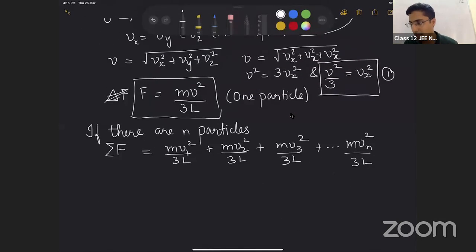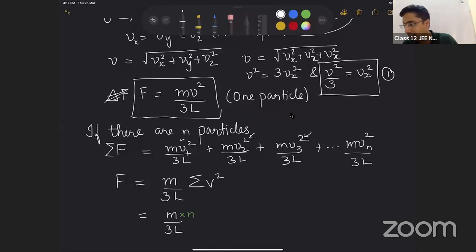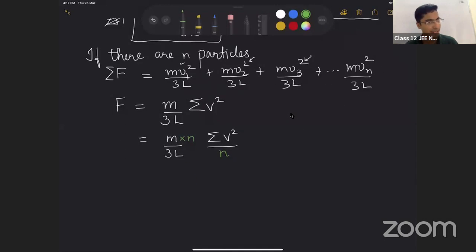Now, if I write this, F total is, I can take m by 3L common and write sigma v square. So this is basically the sum of the squared velocities. Lakshman, no, all particles will not move with the same velocity. V1 can be separate, V2 can be separate, V3 can be separate. Now here is where I will make a small change. I'm going to rewrite this as m by 3L, where in the numerator I multiply by the number of particles, and this sigma v square I divide by the number of particles. If you multiply and divide by the same number, nothing changes.